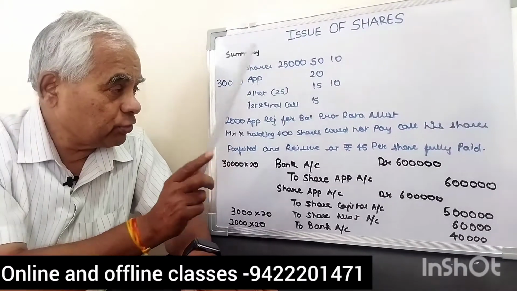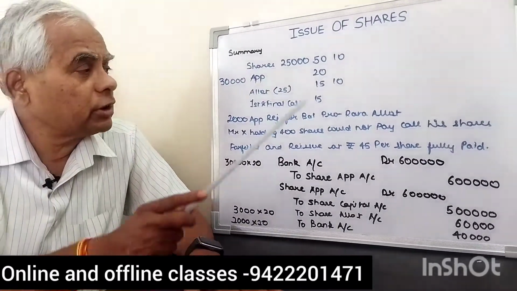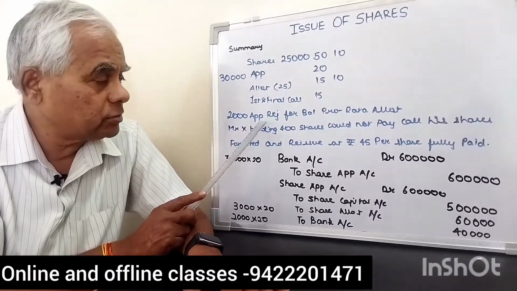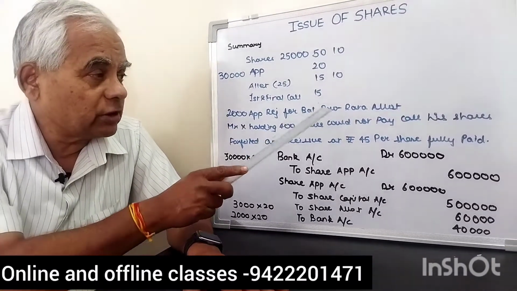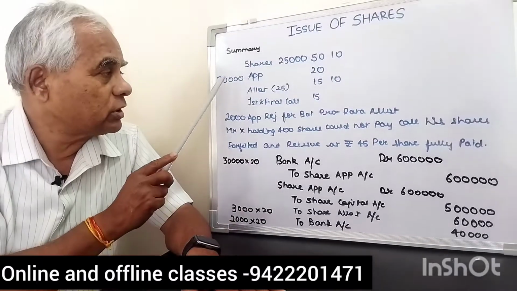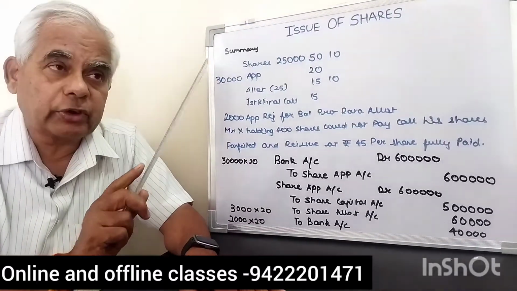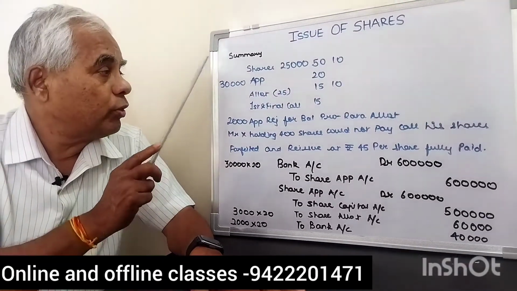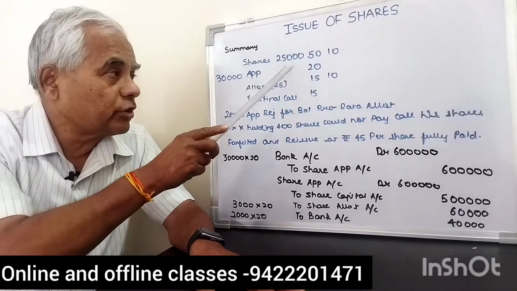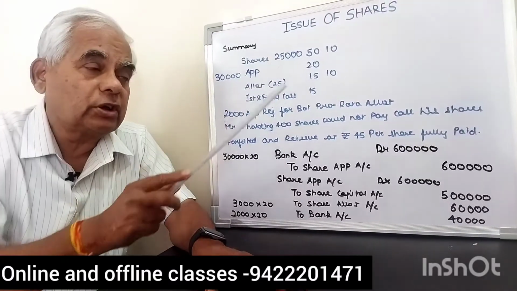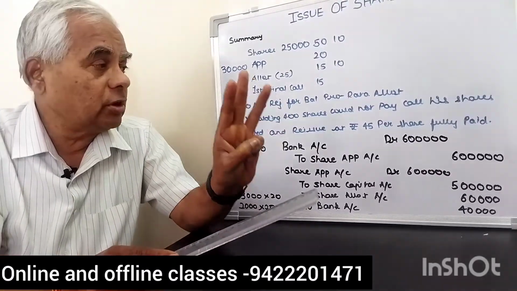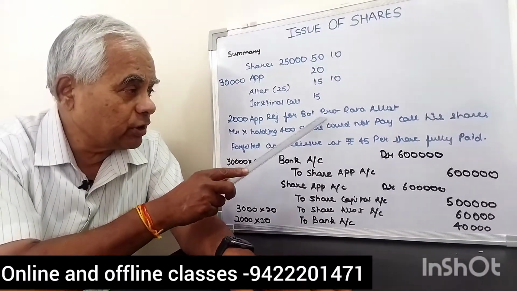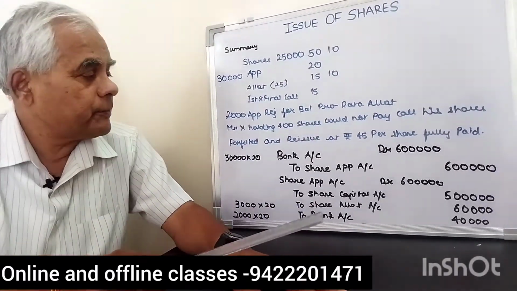First and final call rupees 15. Here the problem story is developed further. 2,000 applications were rejected and for the balance, pro rata allotment. Total 30,000, 2,000 applications rejected, balance 28,000. For 28,000 shares, 25,000 are issued, 3,000 is surplus application, and that amount is transferred to the next call, meaning allotment. Such a type of allotment is called pro rata allotment.